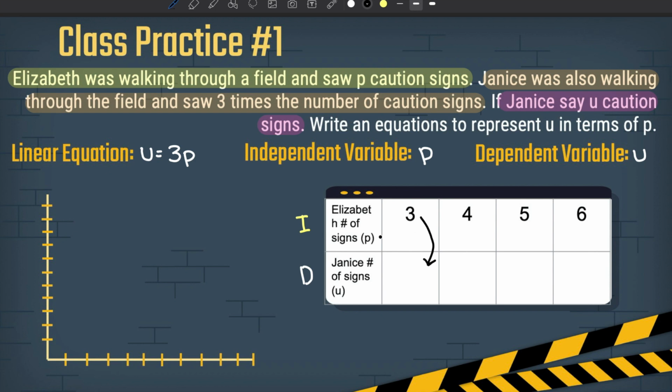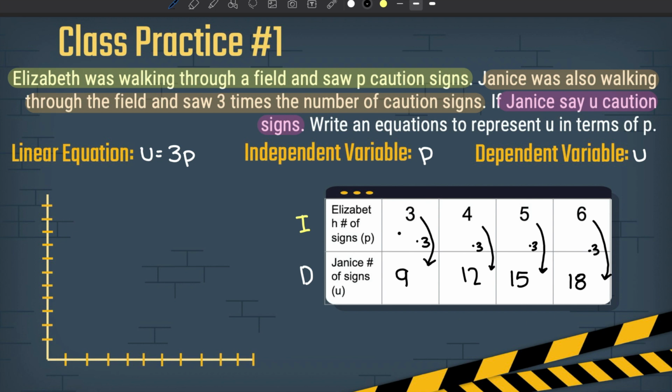So if Elizabeth saw 3 signs, Janice saw 3 times that number. So we need to multiply 3 times 3 and we get 9. Same thing with 4. If Elizabeth saw 4 signs, Janice saw 3 times that amount. So we need to multiply 4 times 3 and we get 12. And then lastly, Elizabeth saw 5 signs. Janice saw 3 times that amount. So we need to multiply 5 times 3. We get 15. And lastly, we have 6. If Elizabeth saw 6 signs, Janice saw 3 times that amount. So we need to multiply 6 times 3, which we get 18.